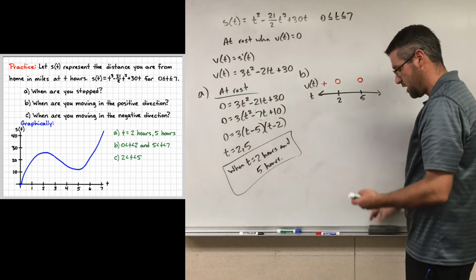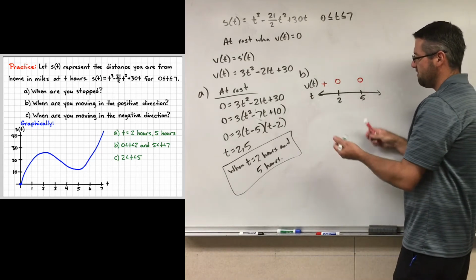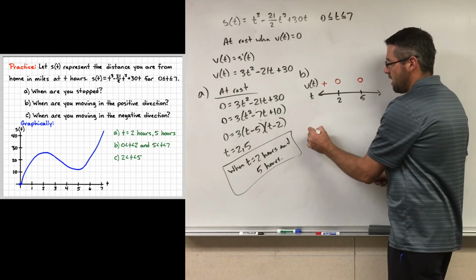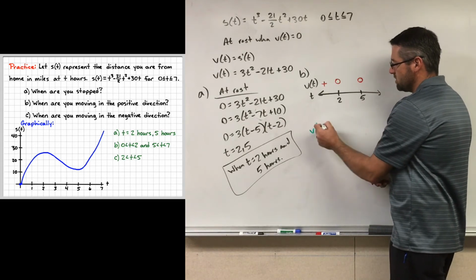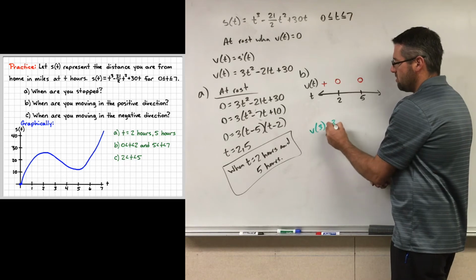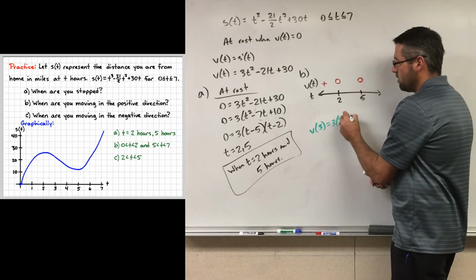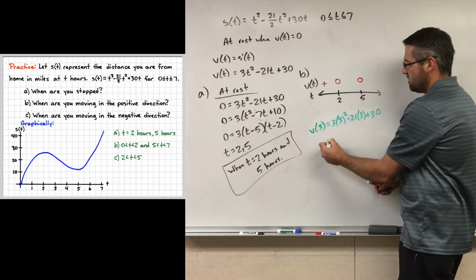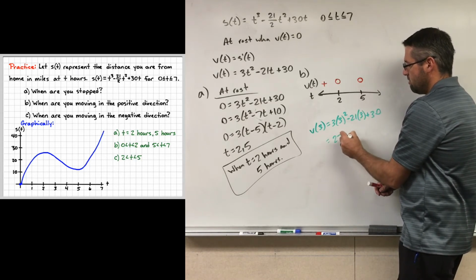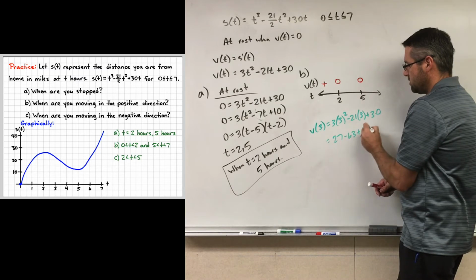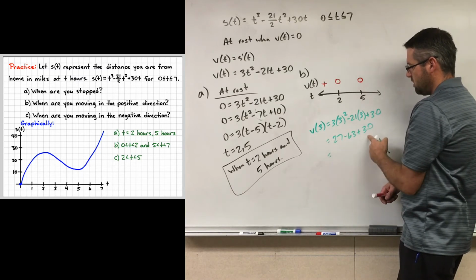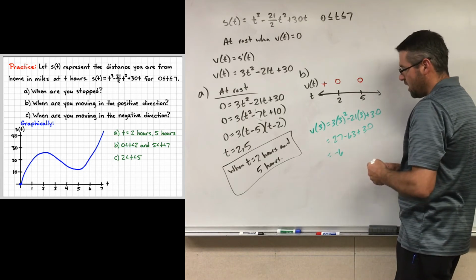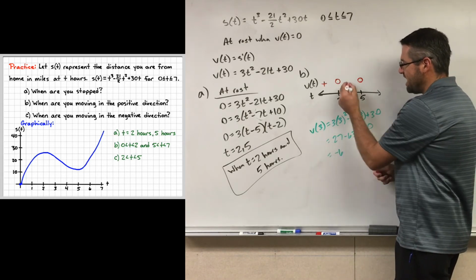Let's go ahead and check the interval between 2 and 5. So I'm going to pick a time between 2 and 5. Let's figure out what the velocity is when t equals, let's say, 3. Well, v of 3 would be 3 times 3 squared minus 21 times 3 plus 30. And then we simplify that. That's going to be 27 minus 63 plus 30. 27 and 30 is 57, minus 63 is negative 6. And so we can see that the velocity when t equals 3 is negative.